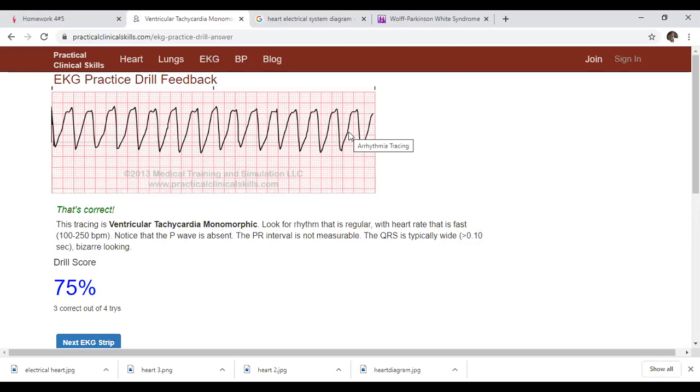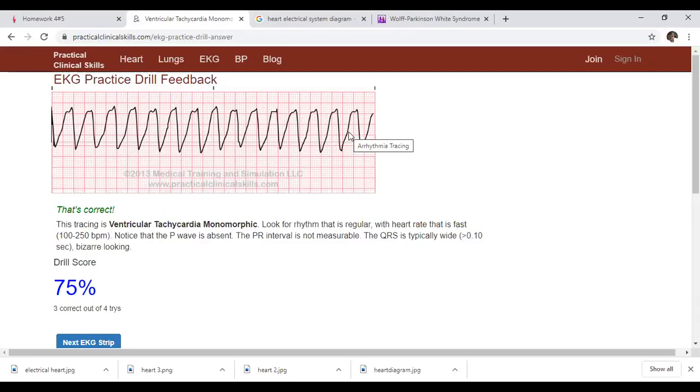Begin CPR. Now, you'll learn a little later that sometimes you can have VTAC with a pulse. If they have a pulse, you wouldn't start CPR. We'd just give medicine. But for right now, VTAC is a deadly rhythm, so they're probably coding. You need to call a code.